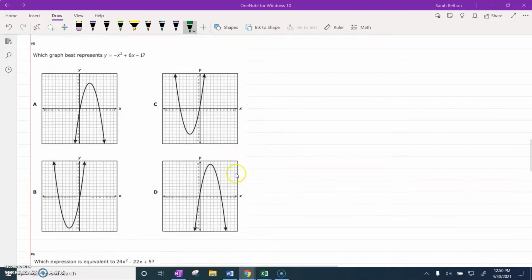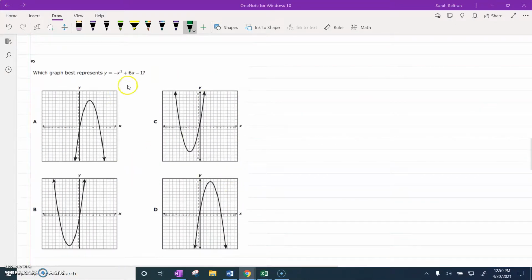Okay, so now that you've had a minute to do that, I want you to figure out which graph represents this. All you have to do is plug it into Desmos graphing calculator and find the one that matches.